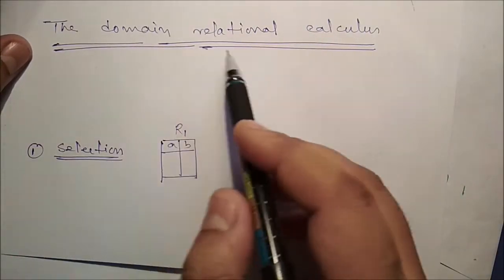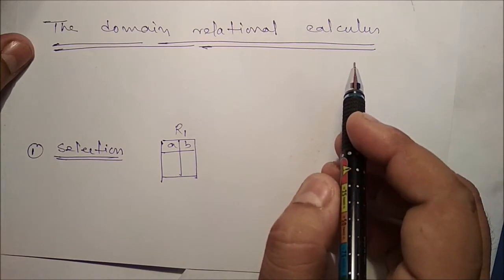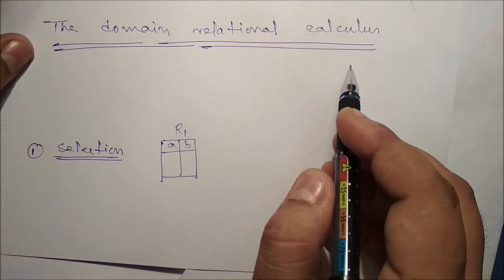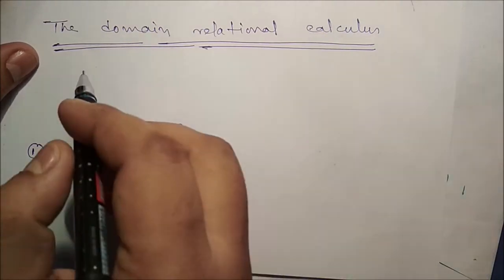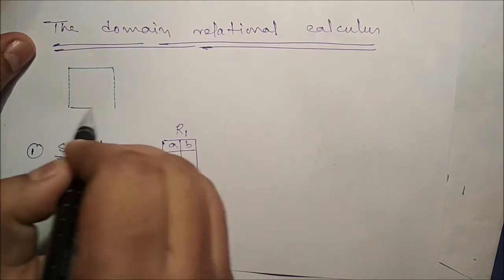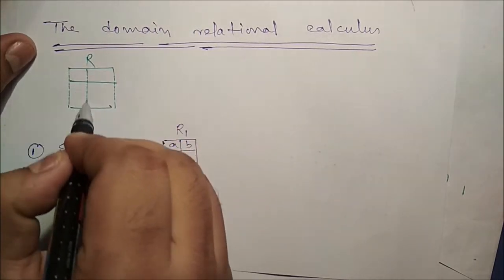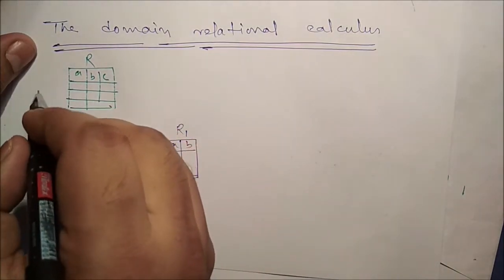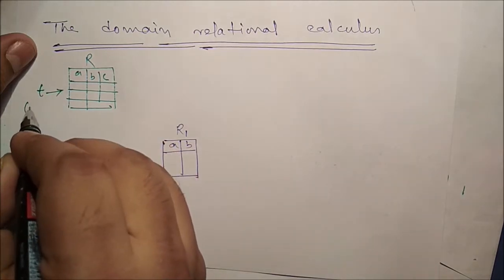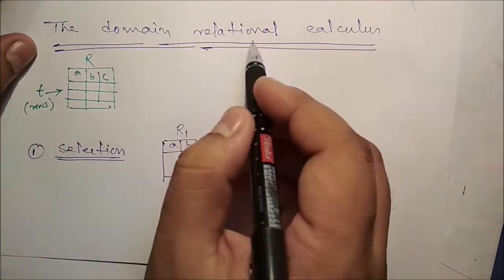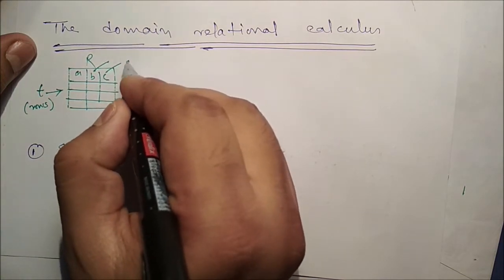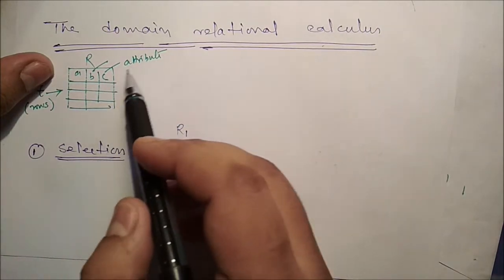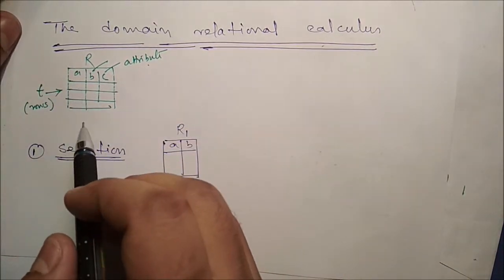In this video we'll talk about the domain relational calculus. Domain relational calculus uses domain variables, or attribute variables. In tuple relational calculus, say this is one table R with attributes A, B, C as columns. In tuple relational calculus we use the rows, tuple means rows. But in domain relational calculus, we work with the domain, the attribute.